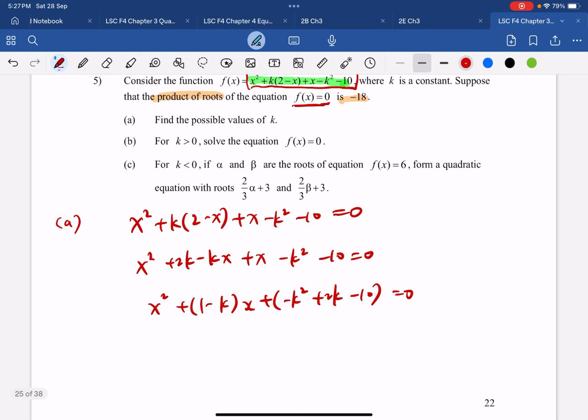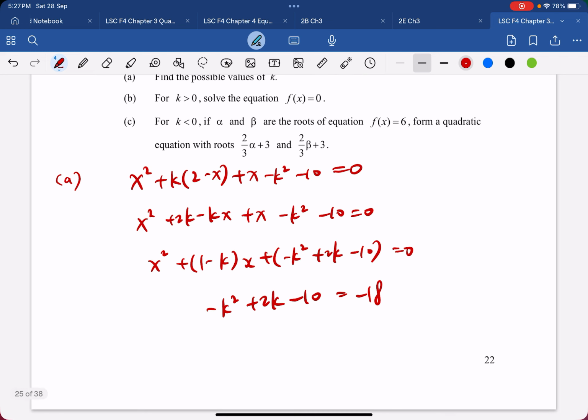Okay, the product of roots is negative 18. So negative k squared plus 2k minus 10 equals negative 18. So you rearrange the terms, which will give you k is 4 or 2. Okay, k is 4 or 2.